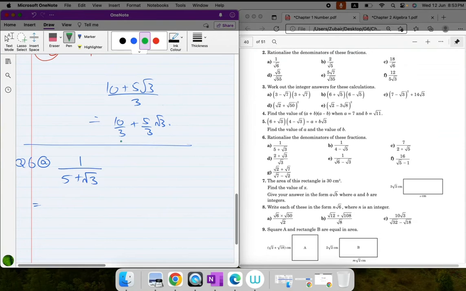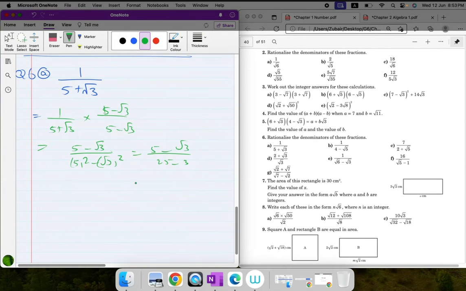That's right. Ali, do we have the same answer? Yes, sir. 1 over 5 plus square root 3 times 5 minus square root 3 over 5 minus square root 3. The numerator is 1, it stays as it is. And in the denominator, we have a square minus b square. So 5 minus square root 3 over 25 minus 3, which is 5 minus square root 3 by 22. Rationalizing is done, and we can also split them. Both are acceptable if you leave it in the second last form.